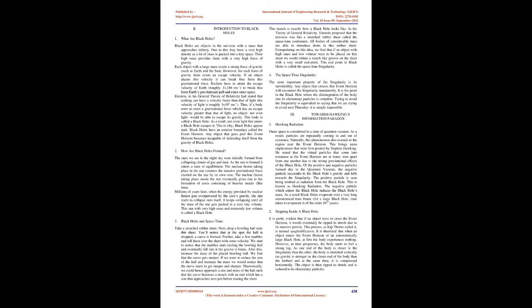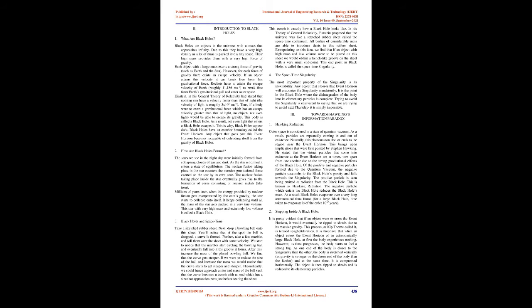In his theory of general relativity, Einstein proposed that the universe was like a stretched rubber sheet called the space-time continuum. All bodies of considerable mass are able to introduce dents in this rubber sheet. Extrapolating on this idea, we find that if an object with high mass and low volume were to be placed on this sheet, we would obtain a trench-like groove on the sheet with a very small endpoint. This endpoint in black holes is called the space-time singularity.